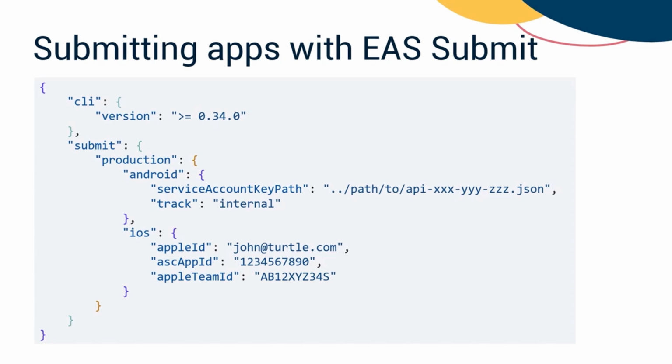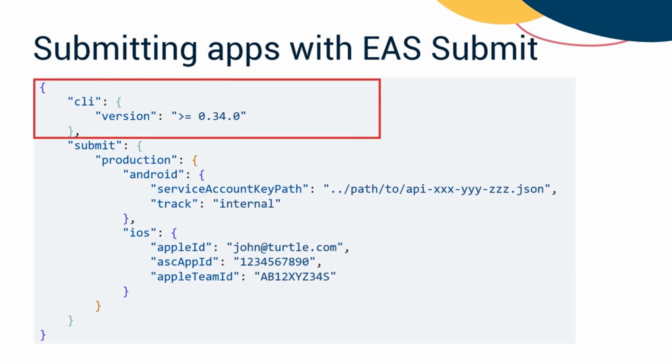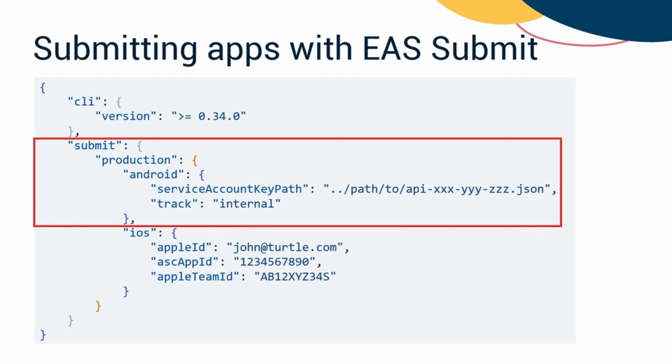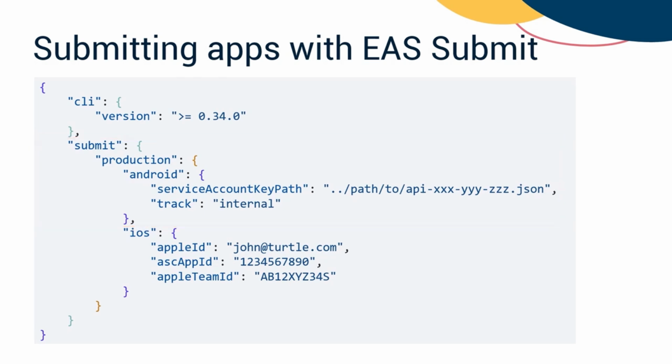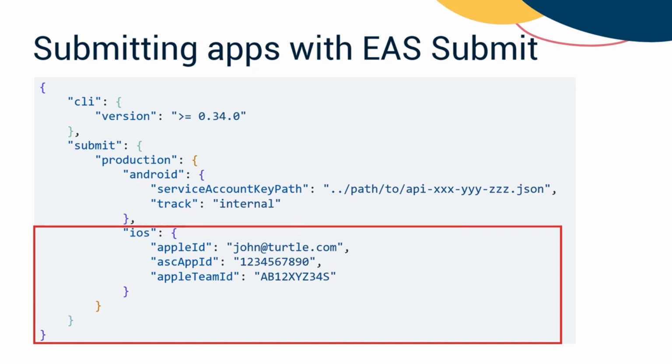Here's an example of a basic eas.json with a production profile. The eas.json file contains important settings for app submission to Android and iOS. The CLI section ensures you're using Expo CLI version 0.34.0 or higher. The submit section defines the production settings. For Android, it uses the service account key for authentication and submits the app to the internal track. For iOS, it specifies the Apple ID, App Store Connect App ID, and Apple Team ID for submitting the app.